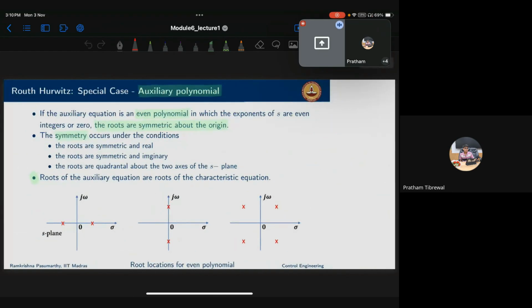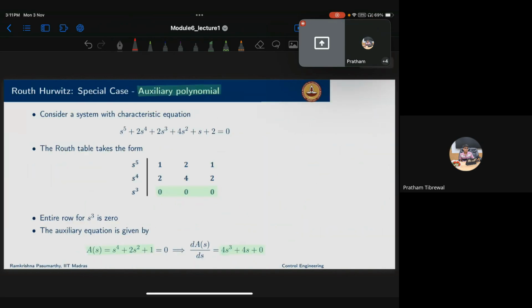So generally, when we have marginally stable, we'll get these three cases. Maybe roots symmetrical to the real axis, or symmetrical to the imaginary axis, or quadrantal about the two axes. We may get the roots like this if you find the roots of this auxiliary polynomial A(s). In this way, we will get the roots. You can see this example also.